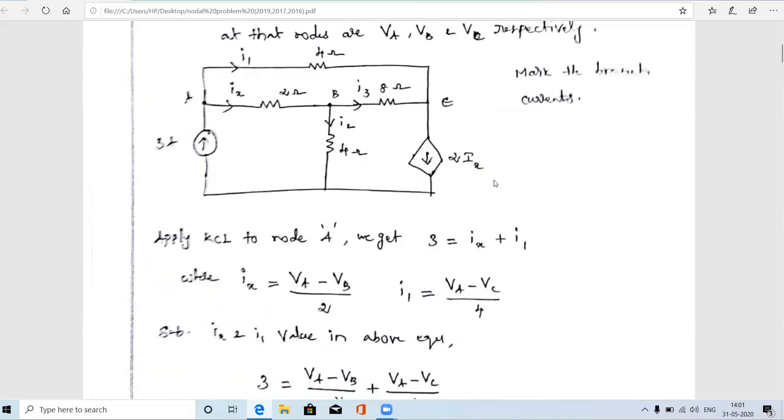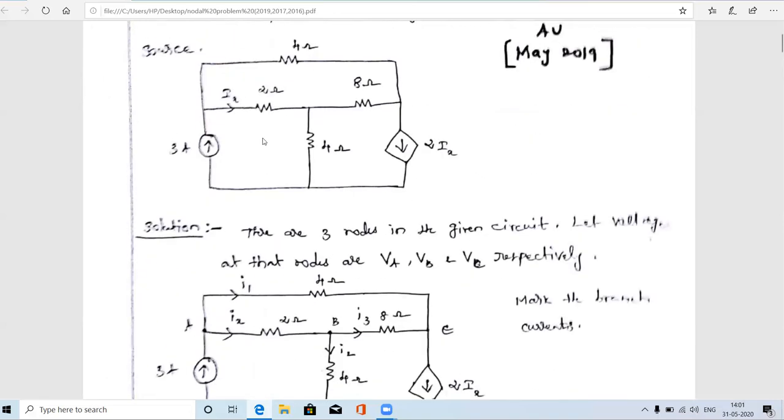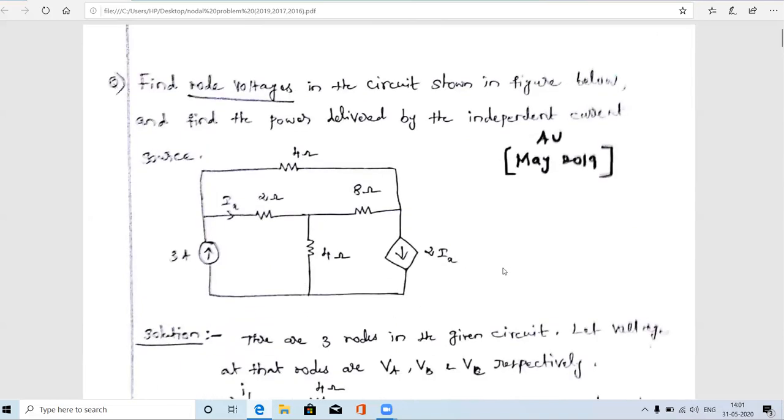Here in this problem, the given circuit has a dependent current source and an independent current source. So a two current source circuit is given. By using nodal analysis for the given circuit, we calculated the nodal voltages as well as the power delivered by this current source.